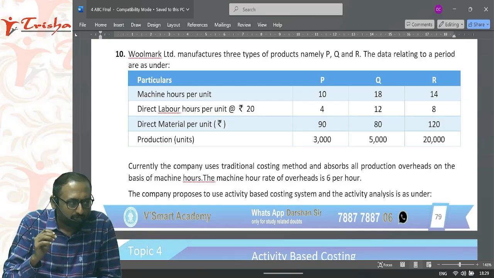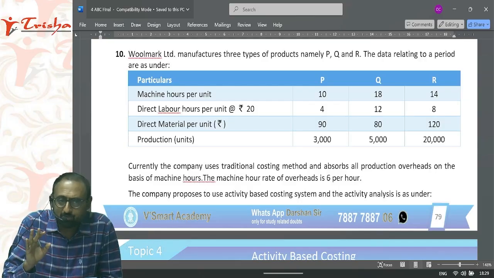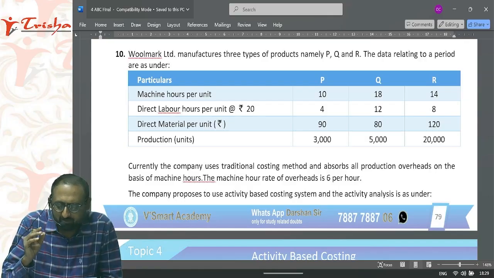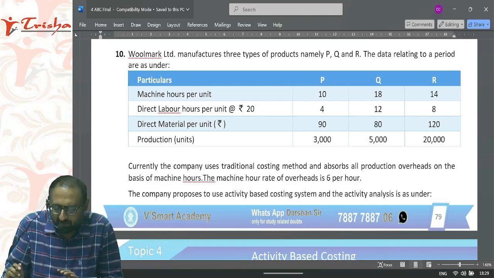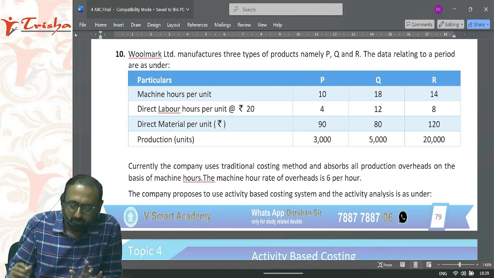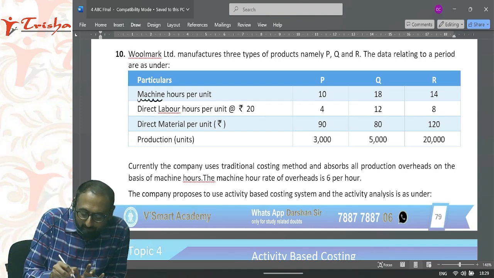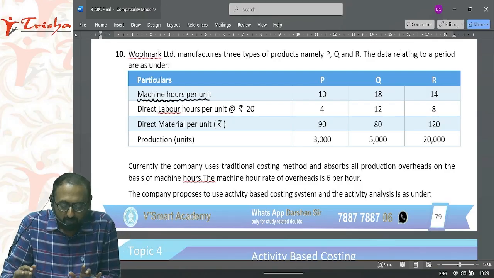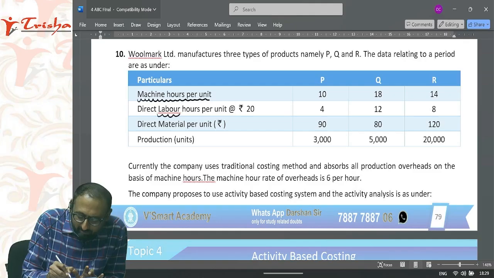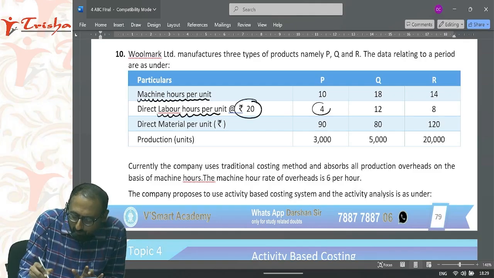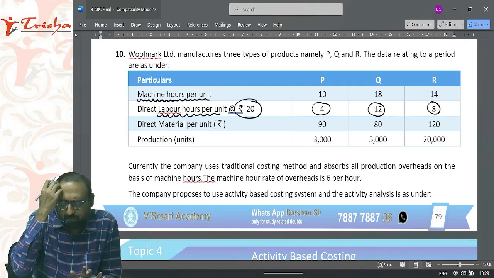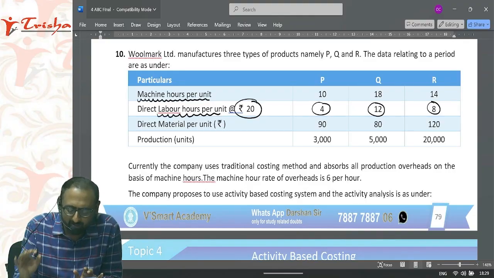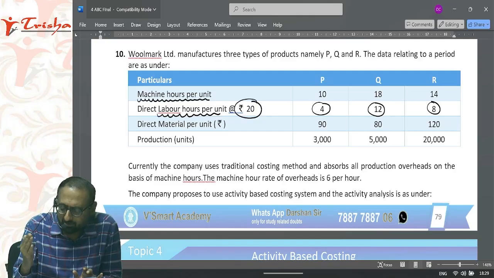Now everyone please read this question. Woolmark Limited manufactures, most important question, guys. Woolmark Limited manufactures 3 types of products, namely P, Q, R. The data relating to the period are as under. Sir, machine hours per unit. I will underline that. Machine hours per unit are given. Sir, the direct labor hours per unit are given, with the labor rate at rupees 20. Labor hours given are 412.8 and the rate of labor is 20 rupees. Material cost is given in rupee terms: 90, 80, 120. Production units are given: 3000, 5000, 20,000.